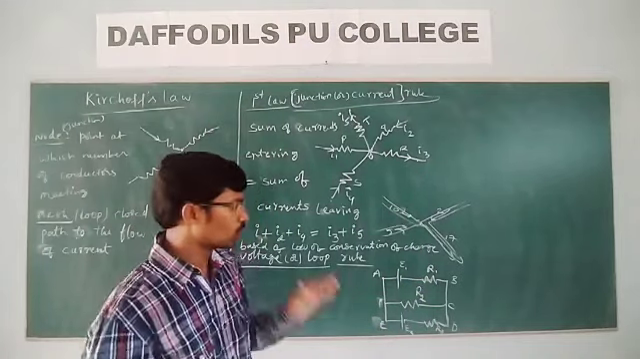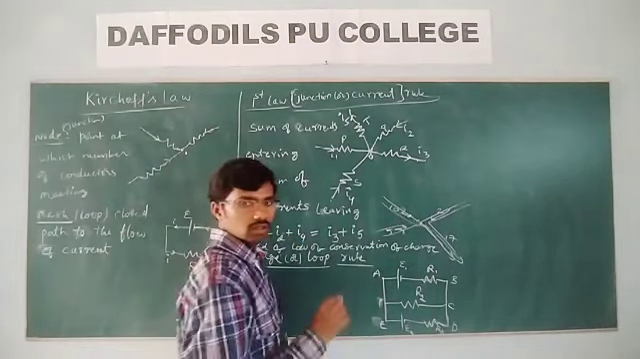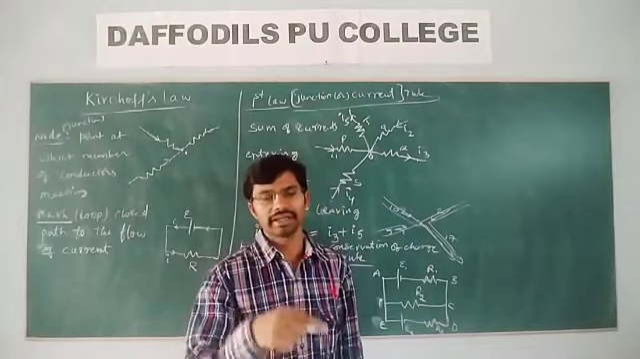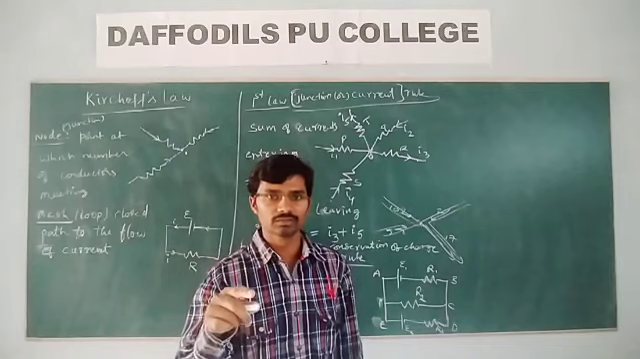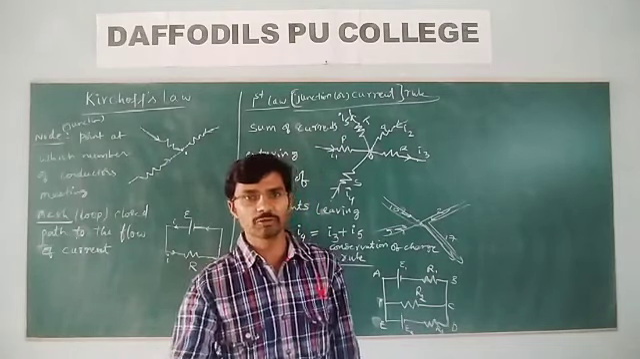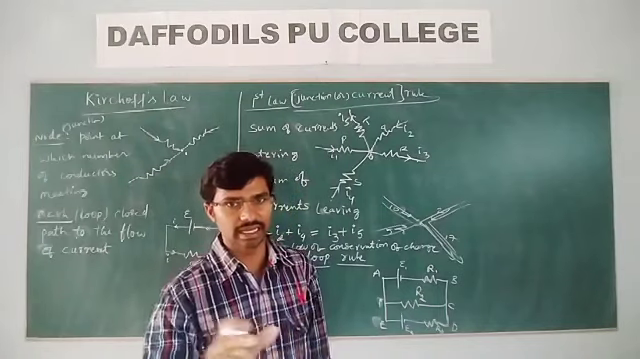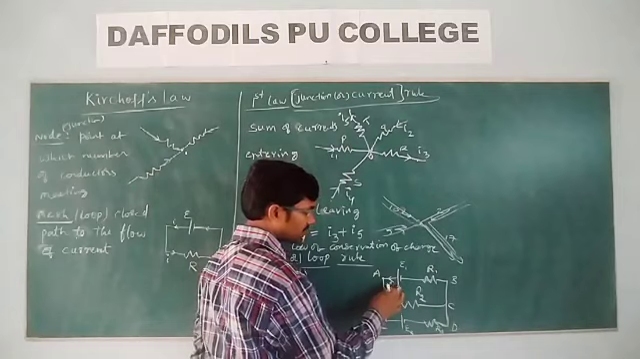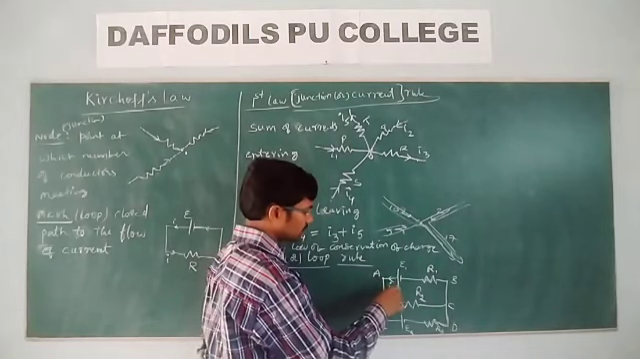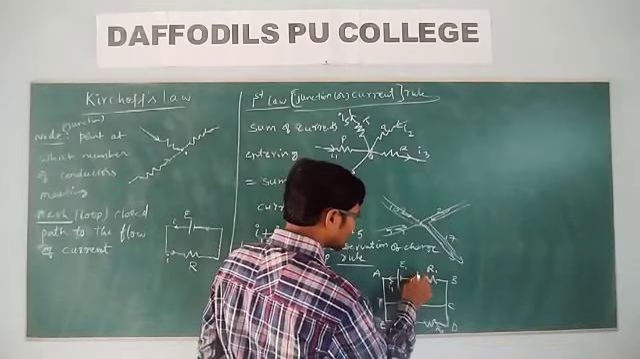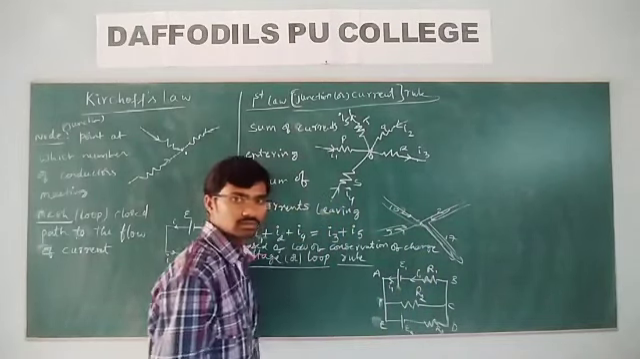Now we first take the cell, which is a source of current. When a circuit is closed, the current flows. When the circuit is open, current does not flow, but there is still a potential difference, the EMF. Now from this cell, current I1 is leaving, and the same current I1 enters the cell.